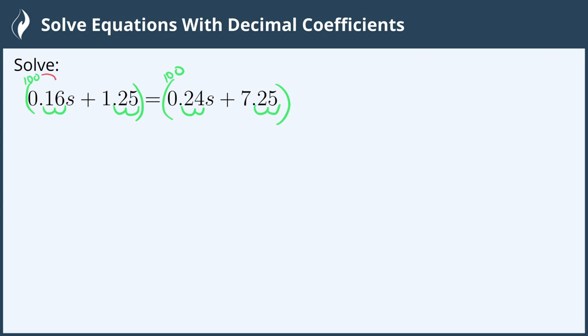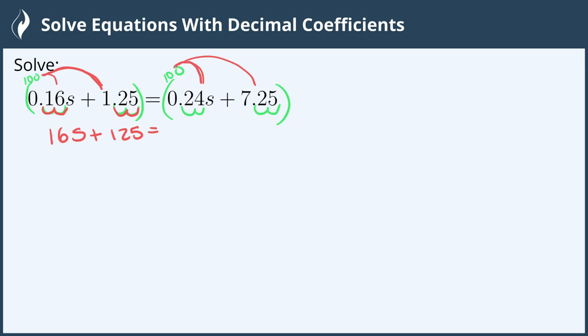We'll need to do the distributive property to make sure that every term is multiplied by 100. When we multiply by a multiple of 10, this moves the decimal place the same number of zeros. So 100 times 0.16 moves the decimal place 2 place values to the right, making this 16s. Again, multiplying 100 times the 1.25 will move the decimal place 2 place values to the right, which makes this plus 125. The same thing happens on the right side.